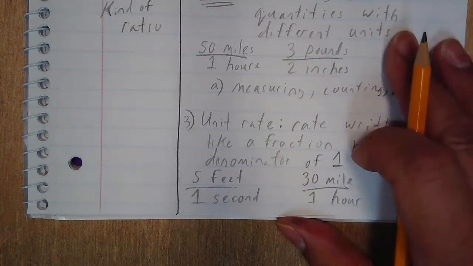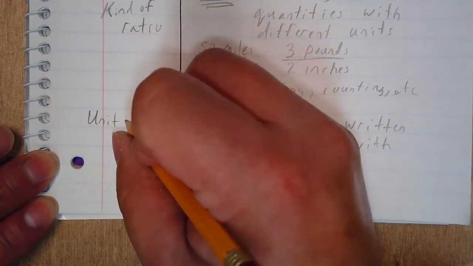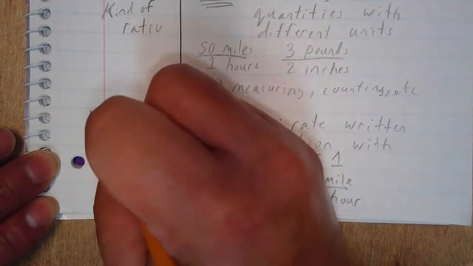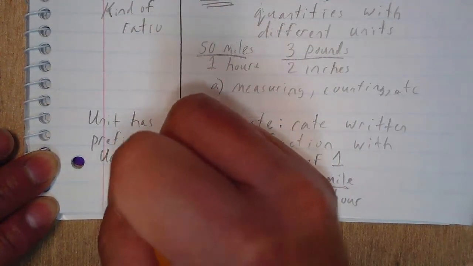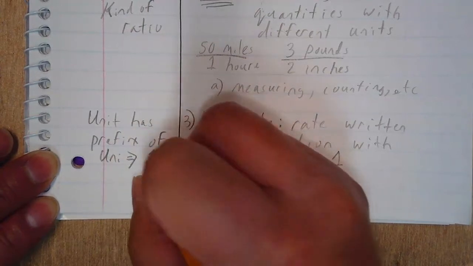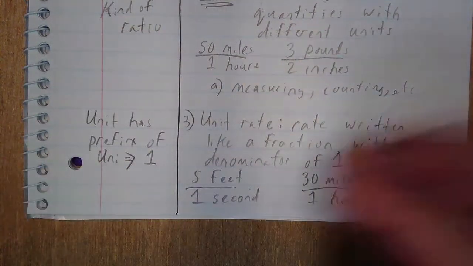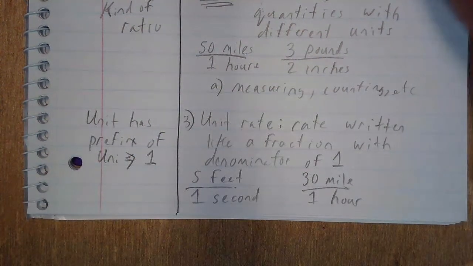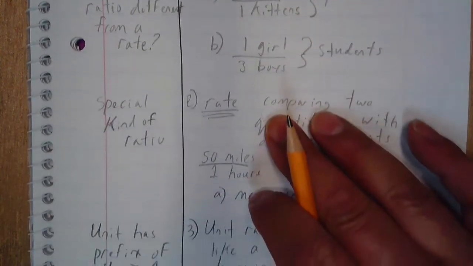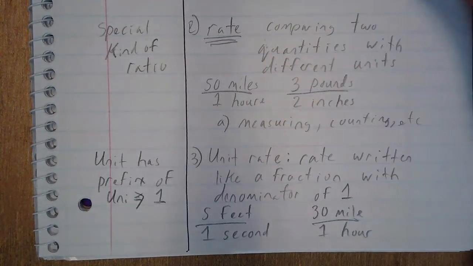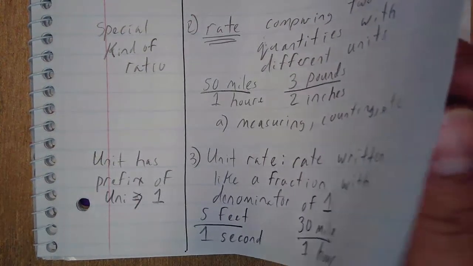You know what? Let me, real quick. Unit has the prefix uni. And uni equals 1. You know, unidad, 1. Unicycle, 1 wheel. Okay? So, again, look what happened. We're going from a big idea to a more specialized idea to an even more specialized idea. Okay? Unit rate, written like it's a rate, written like a fraction with a denominator of 1. Okay?